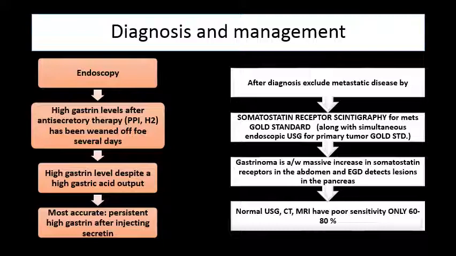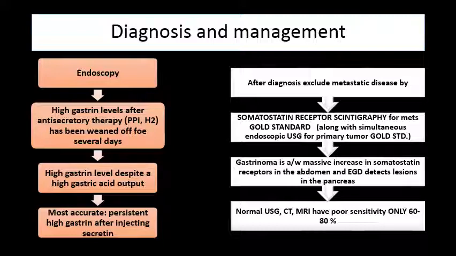High gastrin level despite a high gastric acid output, because the gastrinomas don't respond to feedback inhibition. Most accurate test is persistently high gastrin even after injecting secretin, because secretin is supposed to inhibit gastrin secretion. So after diagnosis is confirmed, you exclude metastatic disease. How do you do that?